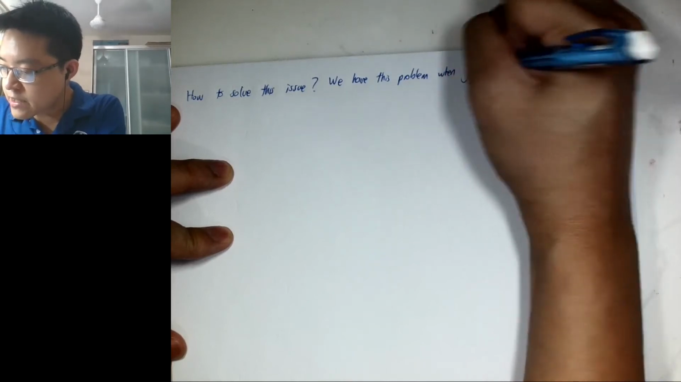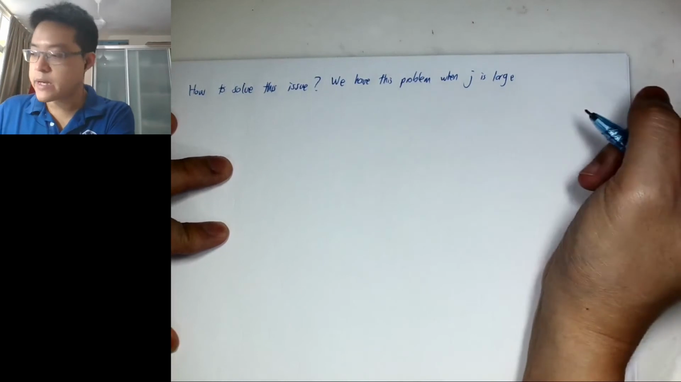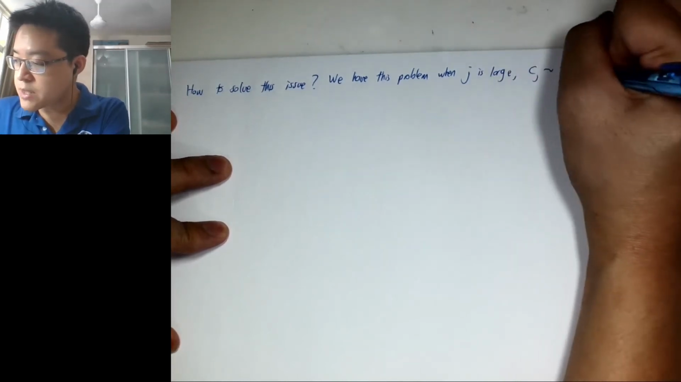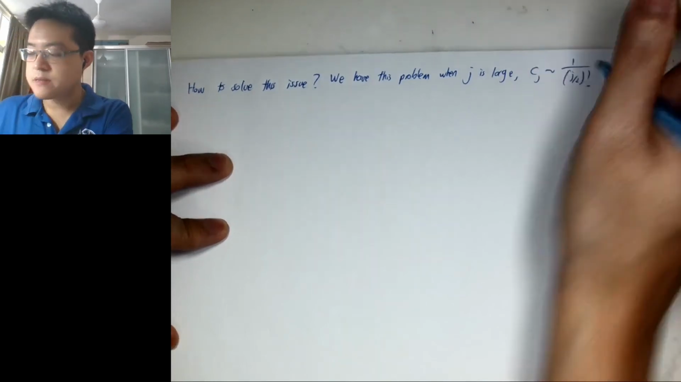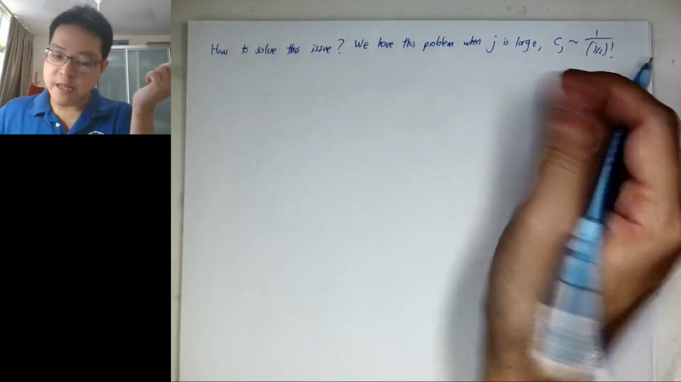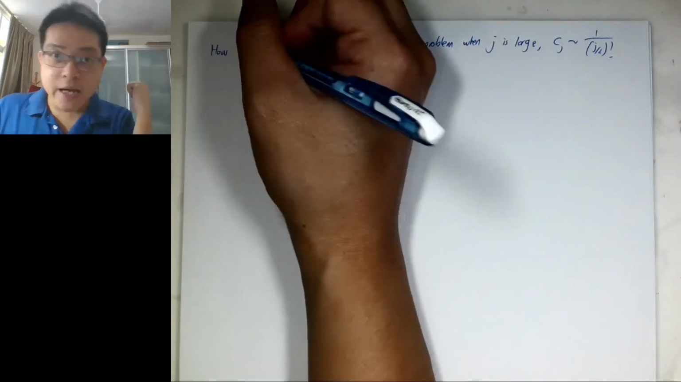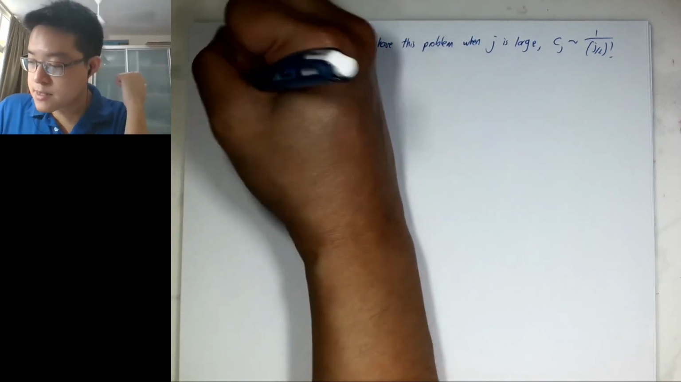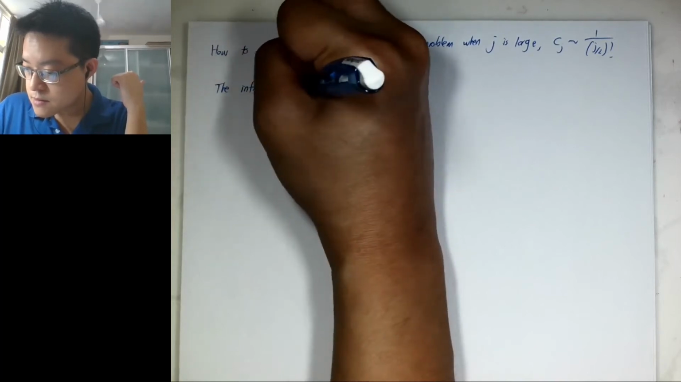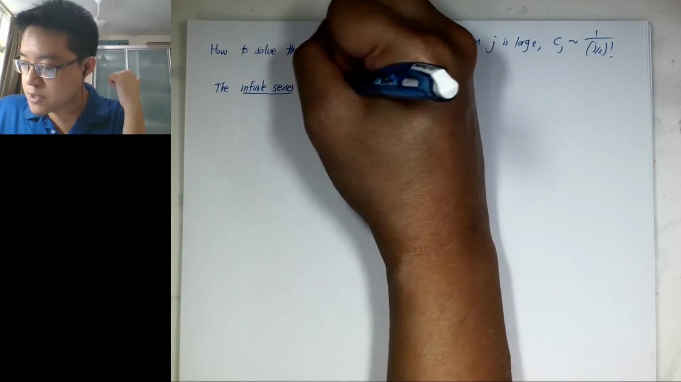We have this problem when j is large. When j is large, we say that Cj is approximately j over 2 factorial. That means when j is large, we sum to infinity. Another way to rephrase what we just got is that this infinite series is approximately an exponential.